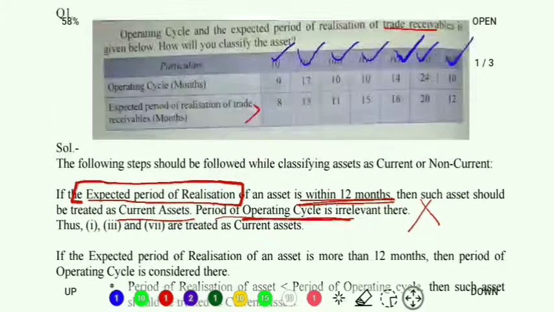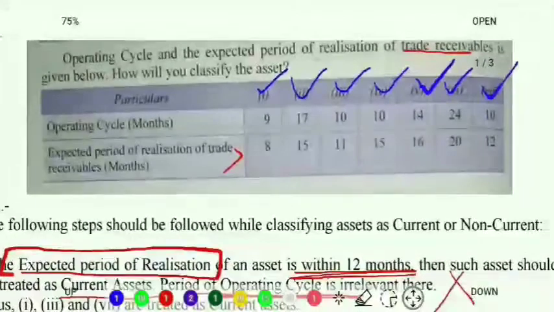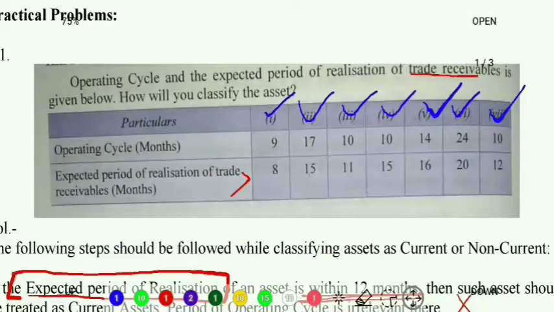Let's check. So here are the 7 assets that are provided to us. Let's check the expected period of realization. The first one has 8 months. Second one is having 15 months. Third one is having 11 months. Then the fourth asset is having 15 months. Fifth asset is having 16 months. Then 20 months and 12 months. 8, it is less than 12. So this has automatically qualified to become my current asset.